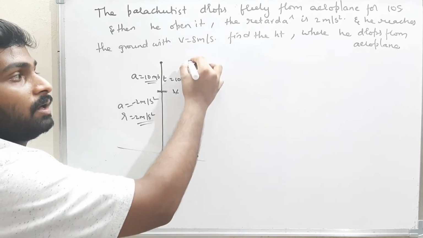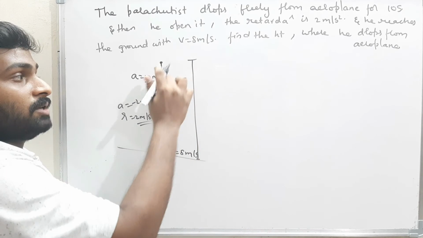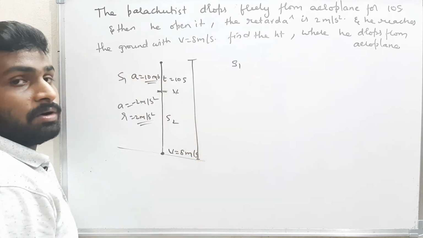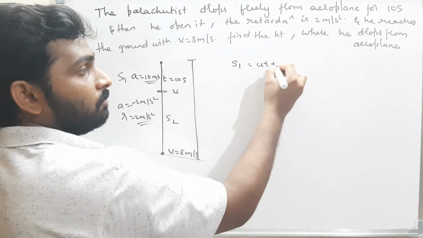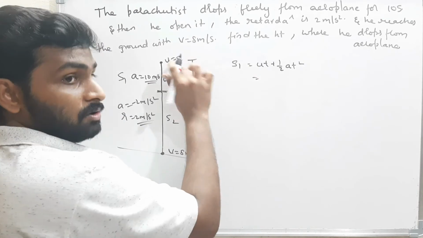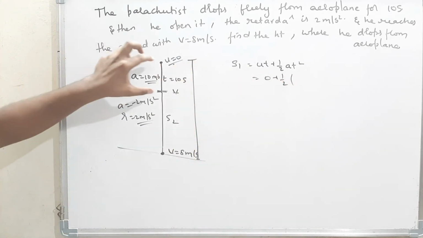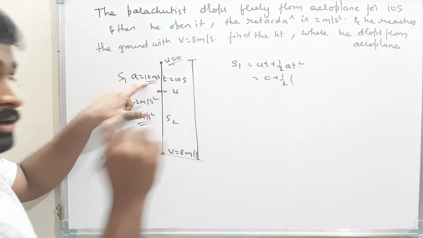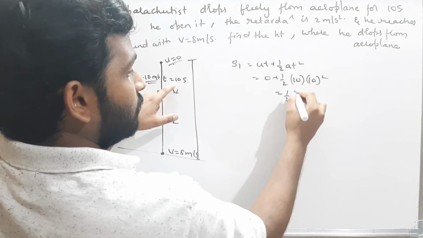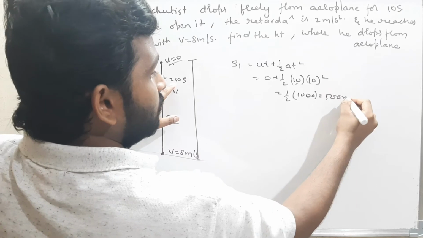Now they told us to find the height from here, that means the height from where he drops from the aeroplane. Now what is this height? This is S1, and I am assuming the other height as S2. I am going to find S1. S1 is nothing but ut plus half at square. Initial velocity of the parachutist is 0, plus half into acceleration. Acceleration for the starting 10 seconds is g, that is 10, into time 10, therefore 10 square. That is half into 10 into 10 into 10, which is 1000 by 2, that is nothing but 500 meters.